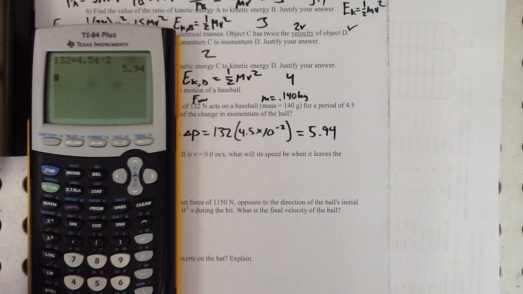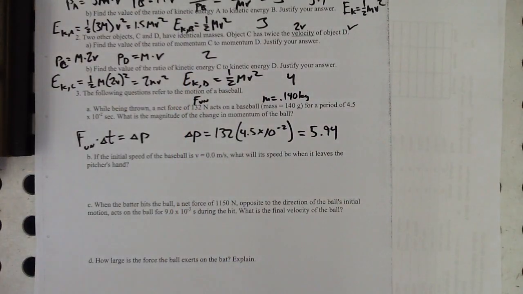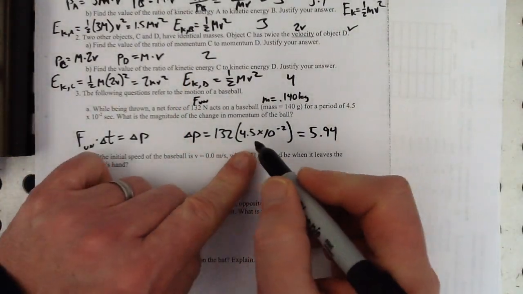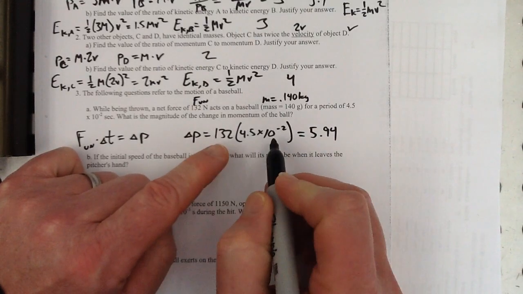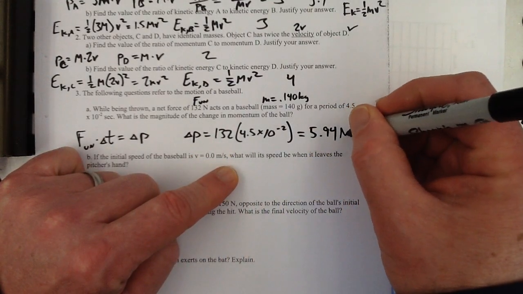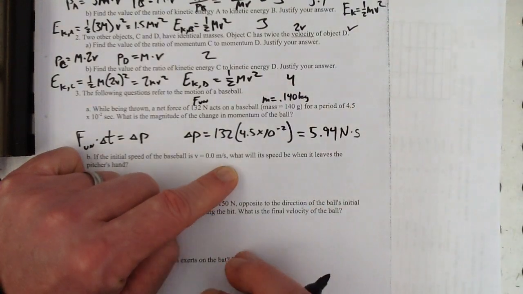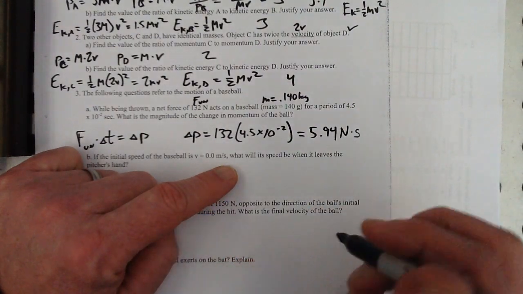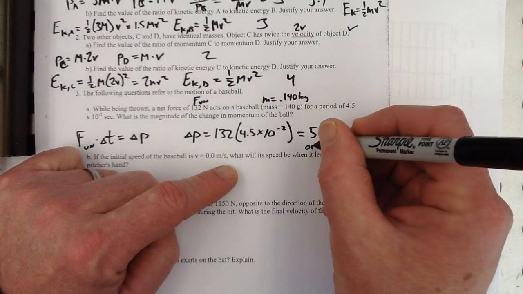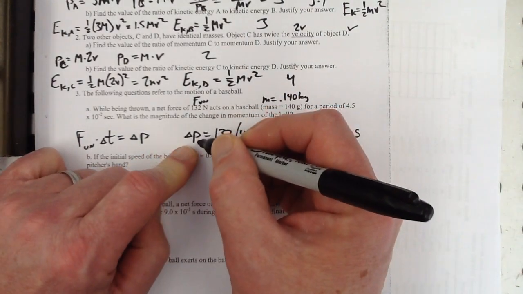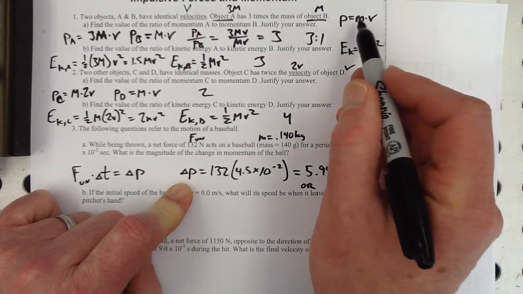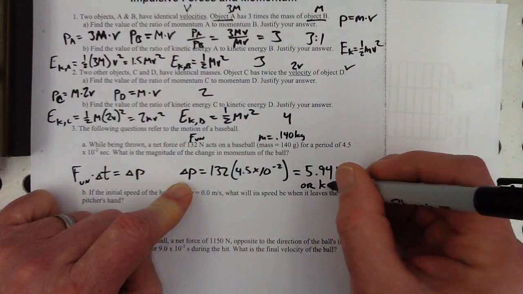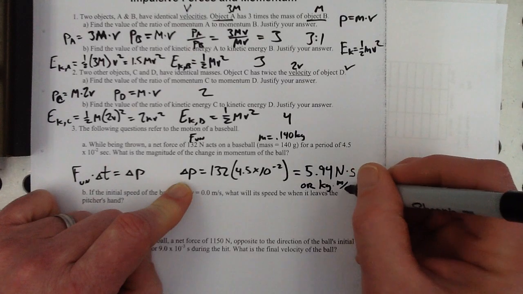Okay, now what are the units here for this? There's actually 2 different things you can write down here. Since I got this change in momentum by doing a force times a time, I could call the units Newton seconds, but I could also do, since it's change in momentum, and momentum is mass times velocity, that's the same as kilogram meters per second.